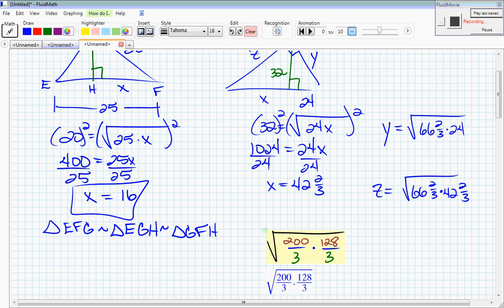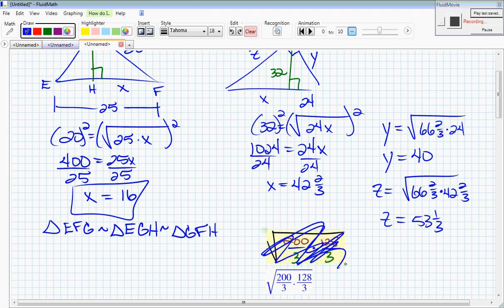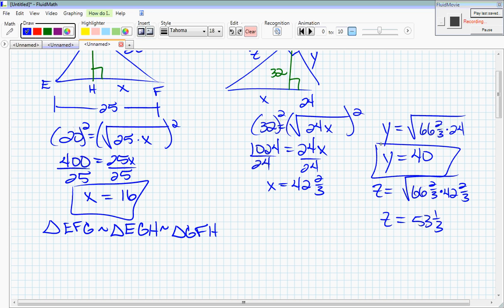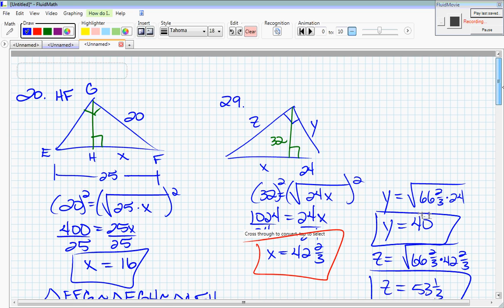Well, what this ends up being, because I do have the book, what y ends up being is 40. And what z ends up being is 53 1/3. I know that's really sloppy. I apologize for that, but that is the correct answer. And that is how you do both of these questions, and how to find all three of these variable values. And that's how you solve questions 20 and 29.